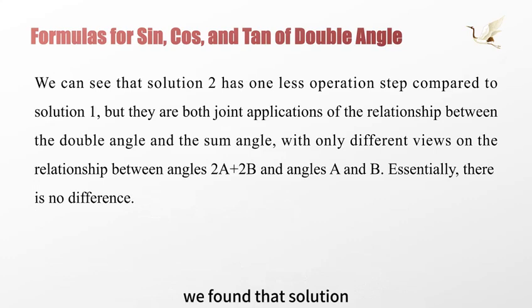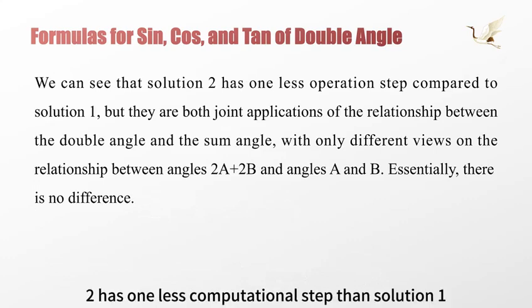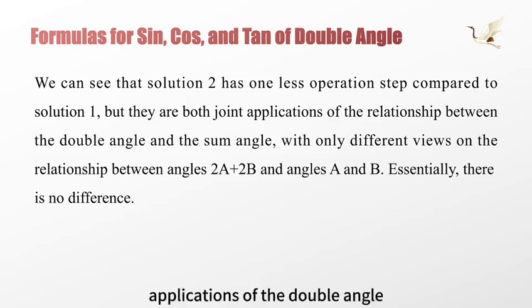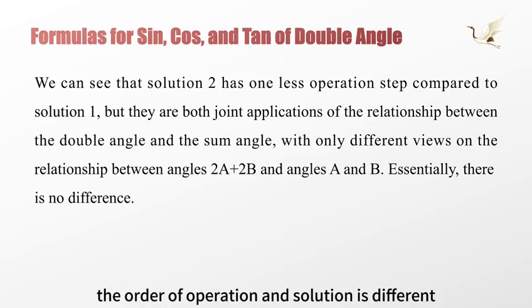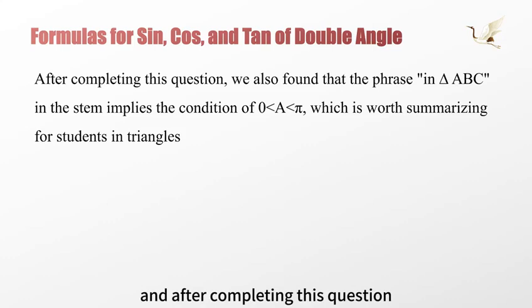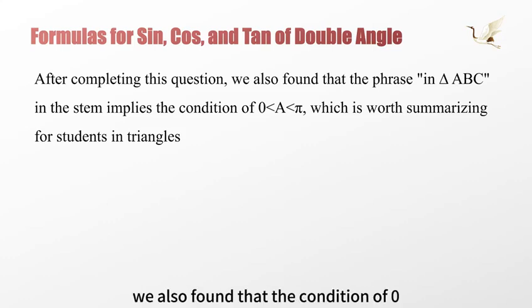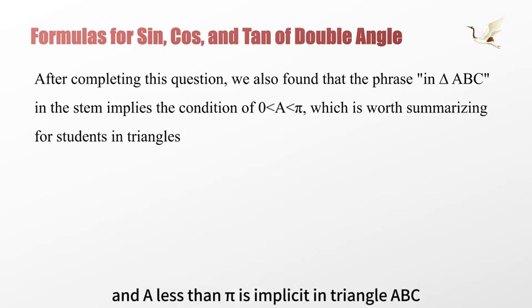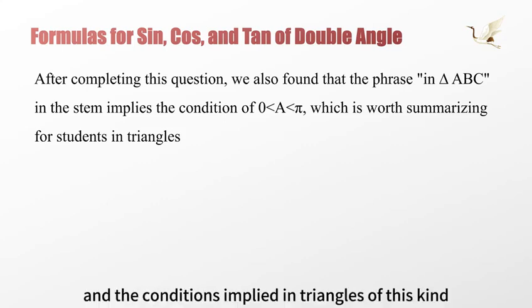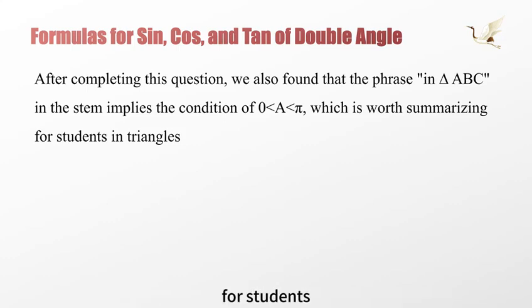We found that solution 2 has one less computational step than solution 1, but they are both joint applications of the double angle and angle sum relationship, and these two methods only have different views on the relationship between angle 2A plus 2B and angles A and B, or in other words, the order of operation is different. But fundamentally there is no difference. And after completing this question, we also found that the condition 0 is less than A and A is less than pi is implicit in triangle ABC in the question stem, and the conditions implied in triangles of this kind are also worth summarizing for students.